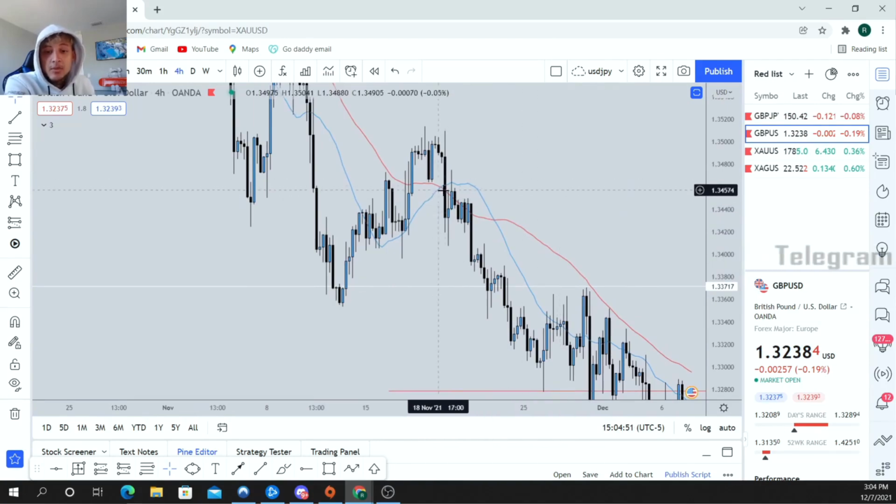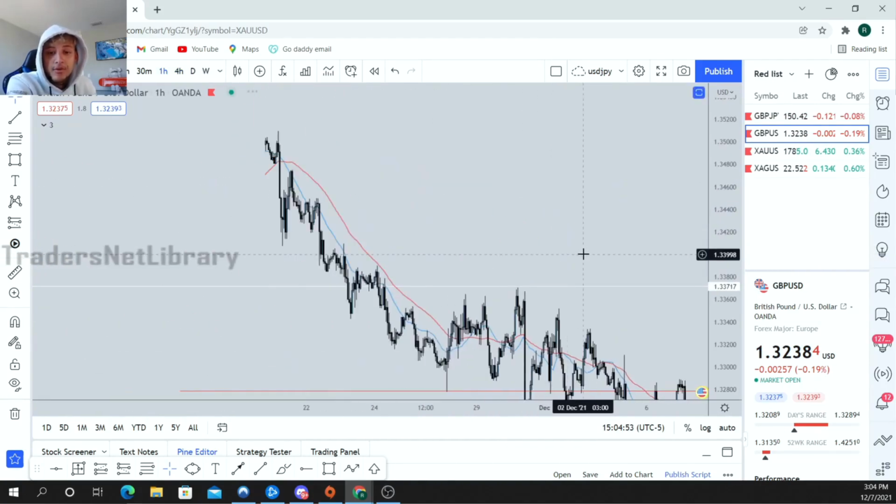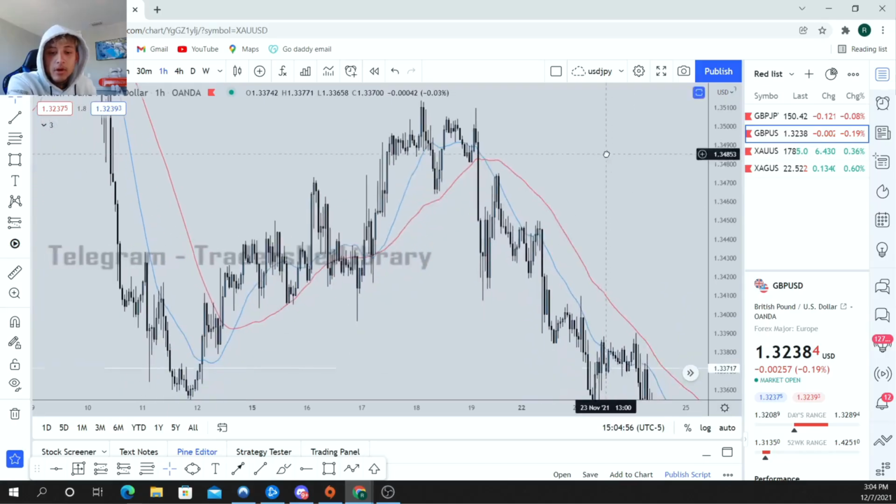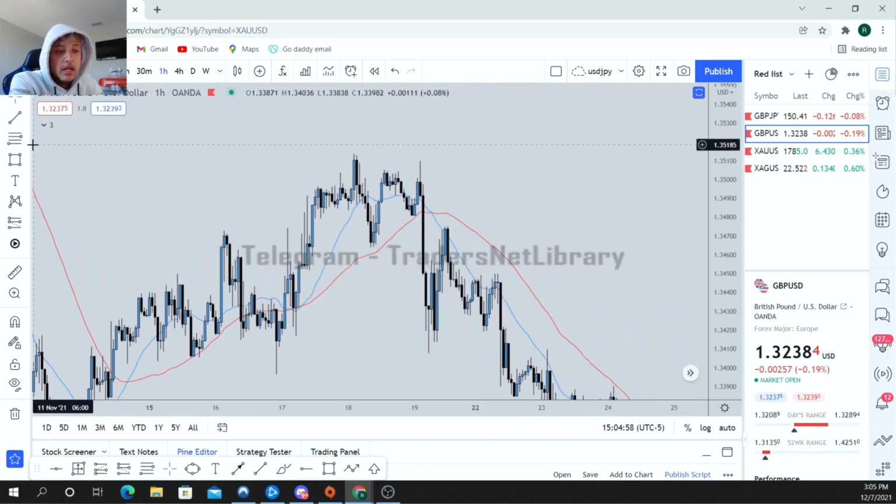And again, I see a break and retest right here. So let's go to the hour time frame, right? Notice how the market is trending bullish, making higher highs and higher lows.